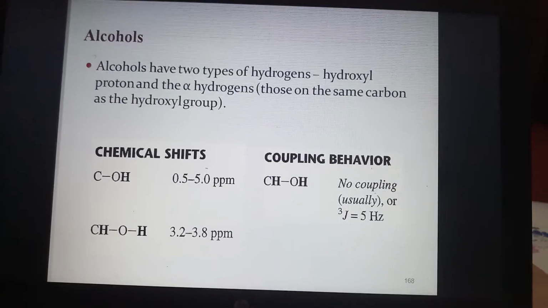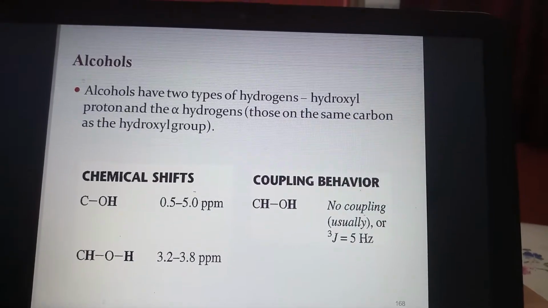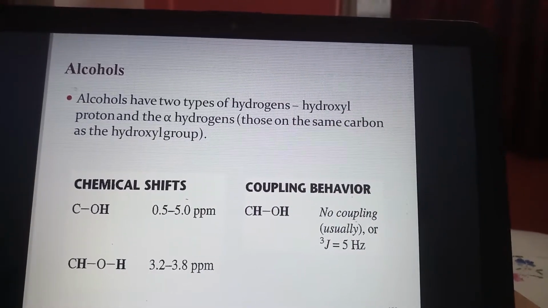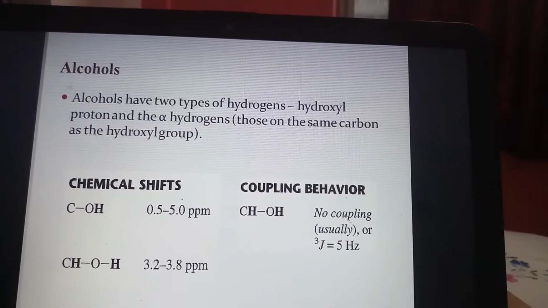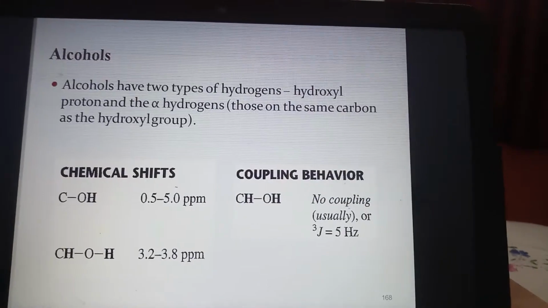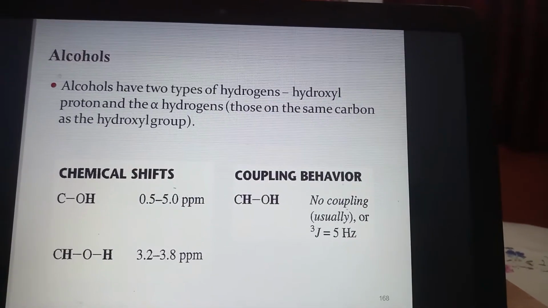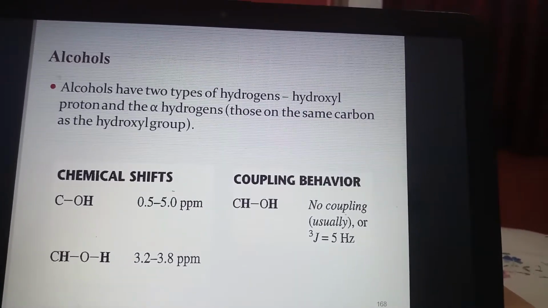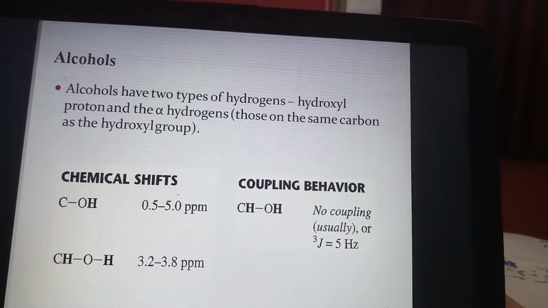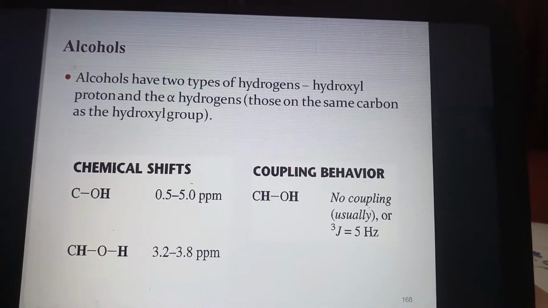Alcohols have 2 types of hydrogen, the hydroxyl proton and the alpha hydrogens, those on the same carbon as the hydroxyl group. The chemical shift of the OH proton is 0.5 to 5 ppm depending upon other factors, that is hydrogen bonding or something else. In the case of CHOH, it is 3.2 to 3.8 ppm, and there is usually no coupling in the case of CHOH with these 2 protons, or sometimes it's a 3J coupling, so the value is nearly 5 hertz.